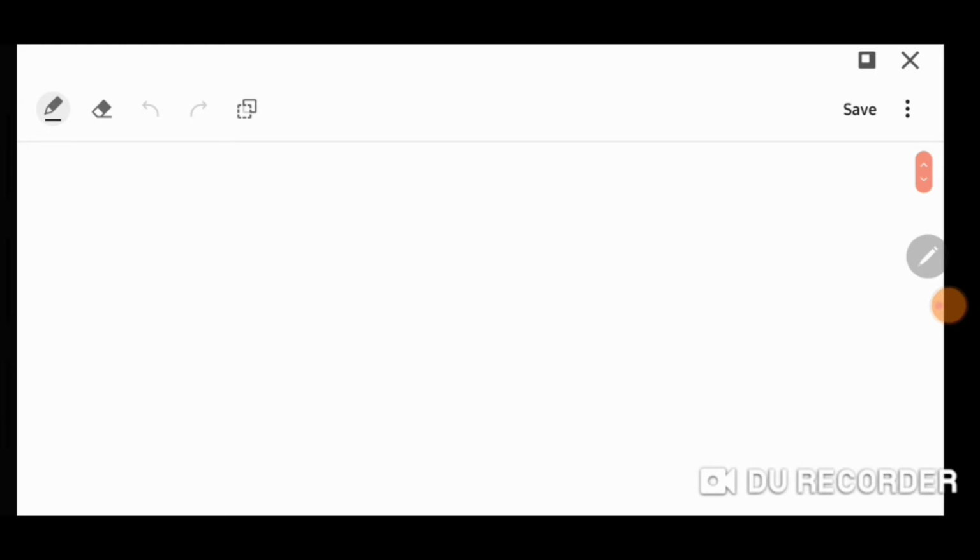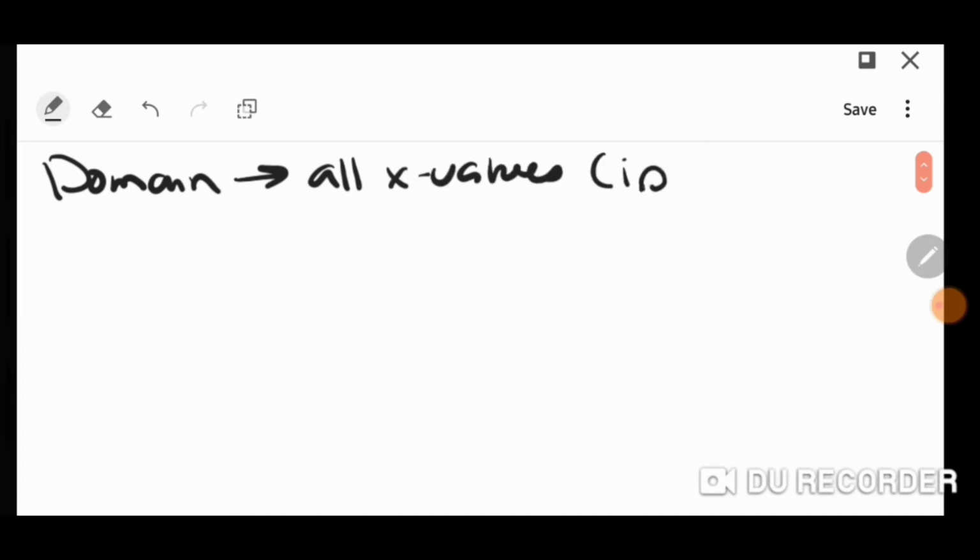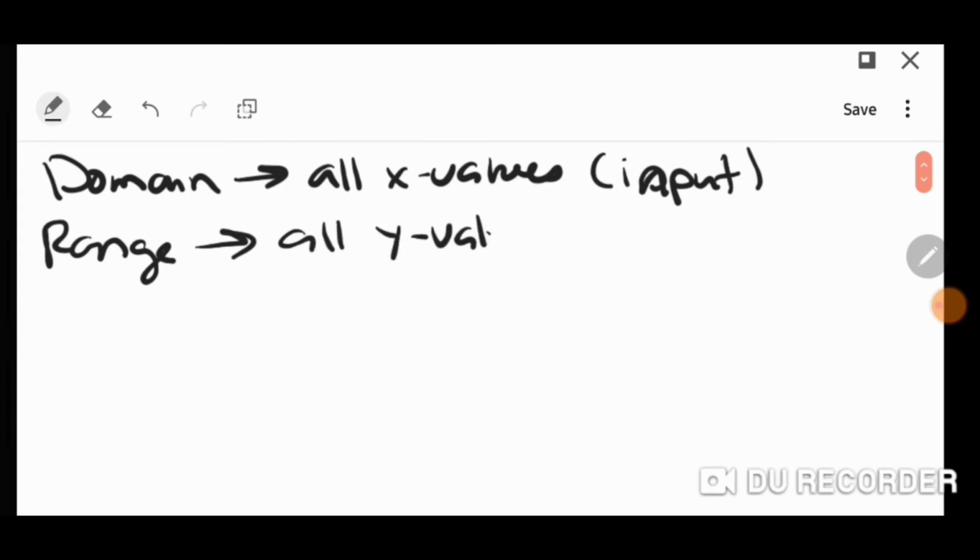So, domain is all X values. So all your input, that's your input. And then you have your range, which is all your Y values. So the key to remember is X is your domain and Y is your range. All possible X and Y values will consist of this.